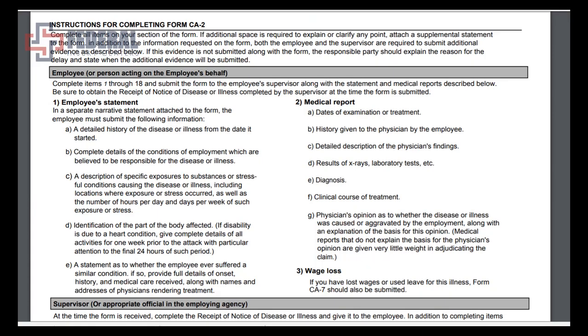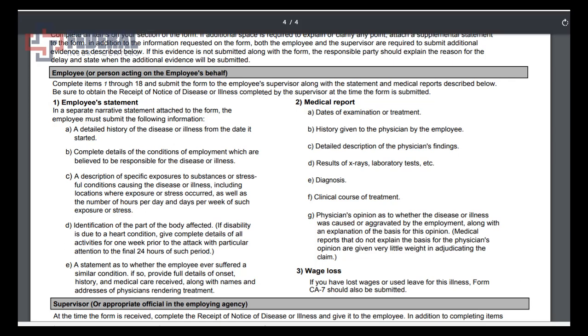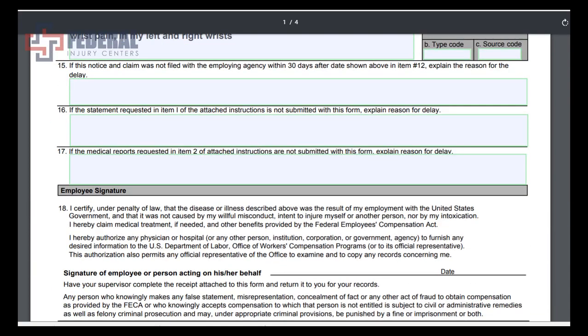The reason why I like this letter is because if you notice, and I'll cut back to page 4 of the CA2, is that it answers all of these questions right here. Now that you've completed your employee statement, you're ready to pass in your CA2. Let's go ahead and get back to page 1. We do have one last question.